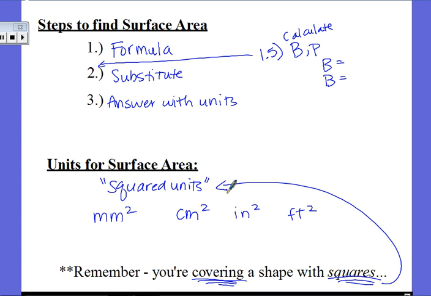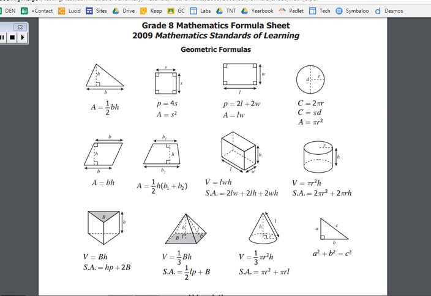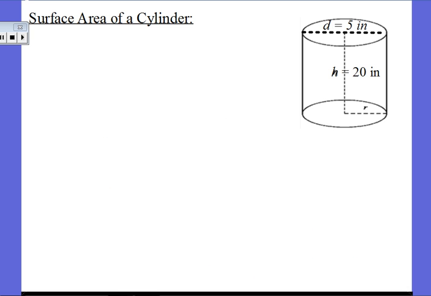All right, let's go ahead and take a look at some examples. The first one is the surface area of a cylinder. We identify this as a cylinder. We look on our formula sheet, and our formula sheet says for a cylinder, surface area is 2 pi r squared plus 2 pi r h. So we write down SA equals 2 pi r squared plus 2 pi r h. I check to see if there's anything that I need to calculate. I don't see a capital B, I don't see a lowercase p, so I can move on to substituting.